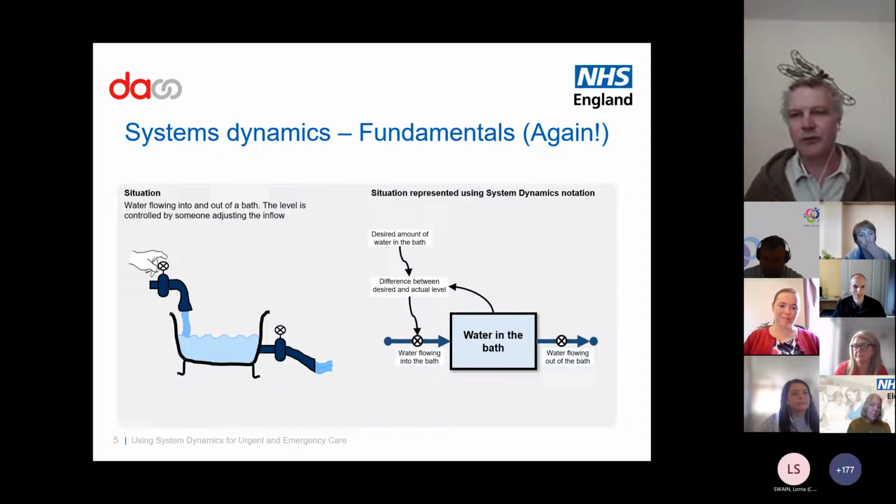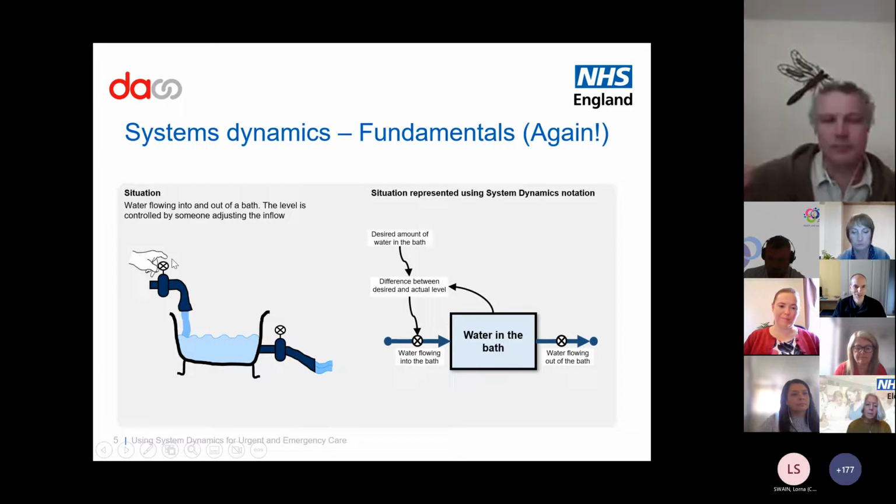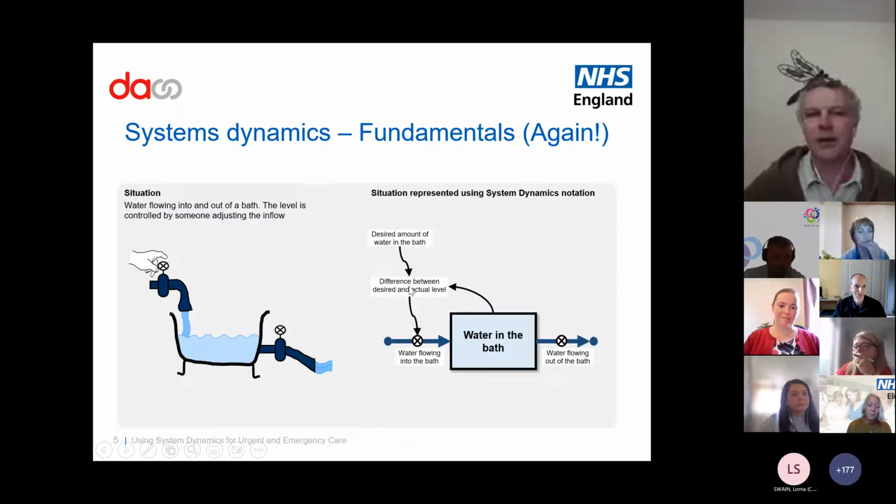And the final element that we add onto it is the feedback processes. So in our little diagram over here, we've got someone's hand twisting the tap, and what they're doing is they've got a desired amount of water in the bath, and they're adjusting that tap to maintain or reduce the gap between the desired amount and the amount in the bath.